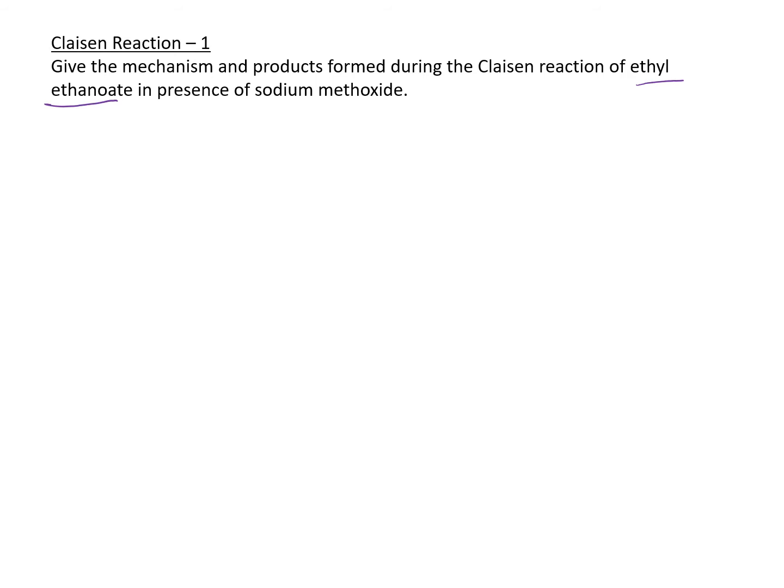So let's go ahead and write out our ethyl ethanoate, which is this. So ethyl ethanoate, and then when we do the Claisen reaction, you still need a base. So here it is sodium methoxide. That's the base. And again, you can use any strong base that you want: sodium methoxide, ethoxide, sodium hydroxide, LDA, any of those that would pick up the alpha proton.